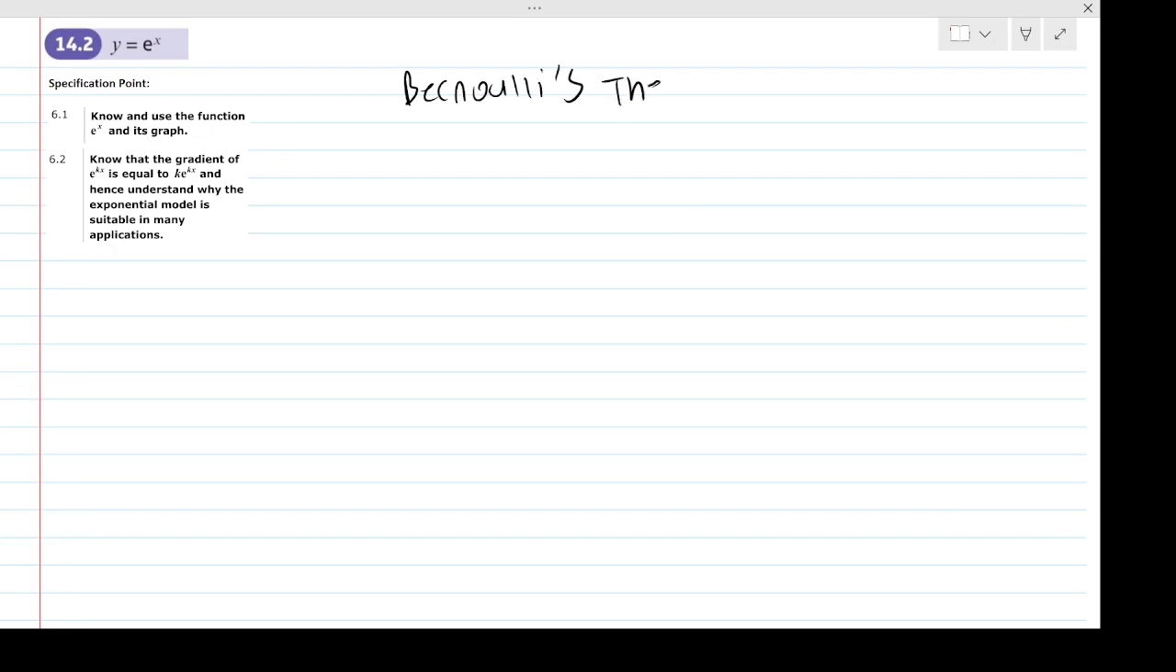Hopefully I spelled that right. A problem, not theorem, problem. And it's something like this. The question I'm going to ask is, if I start with £1, what I want is effectively some compound interest.